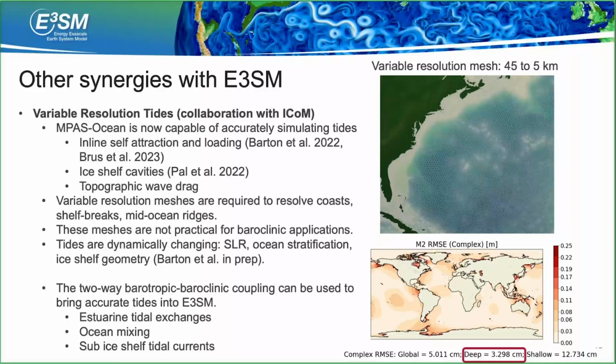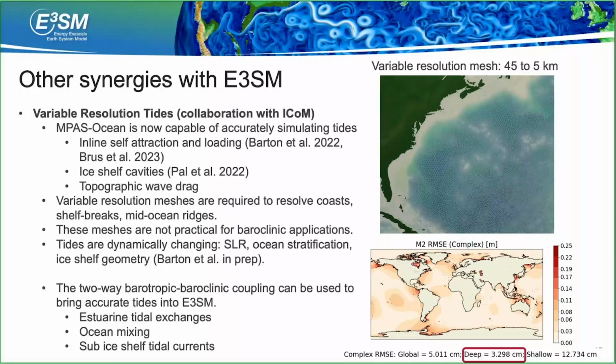But obviously this mesh would be pretty problematic for baroclinic applications. So the hope is that by doing this spatial barotropic mode splitting, we're able to use meshes like this for the barotropic component and have much more accurate tides within E3SM as well, which hopefully can have, again, impacts in terms of estuary and tidal exchanges, ocean mixing, and subshelf tidal circulation.